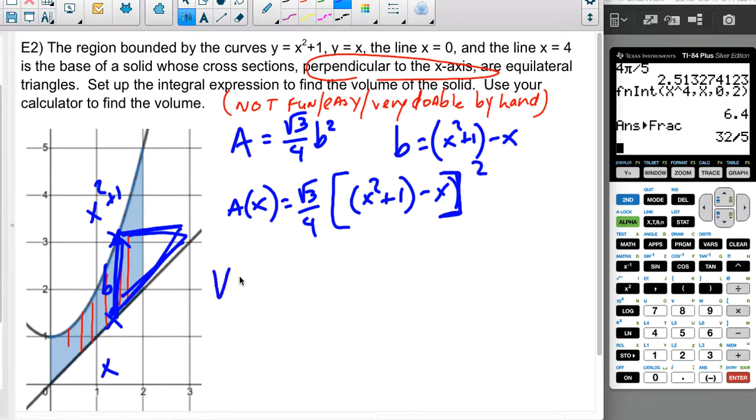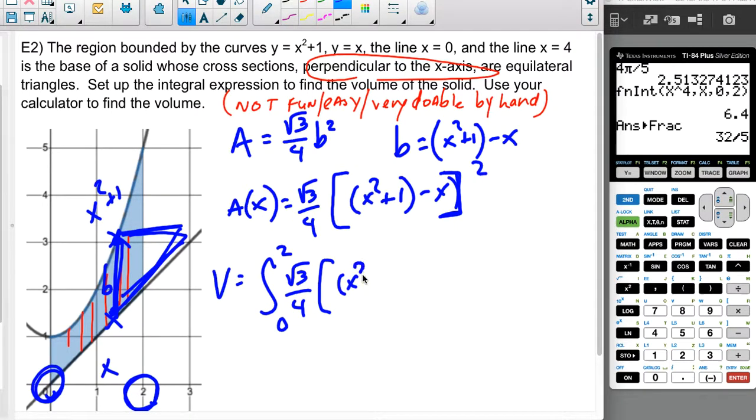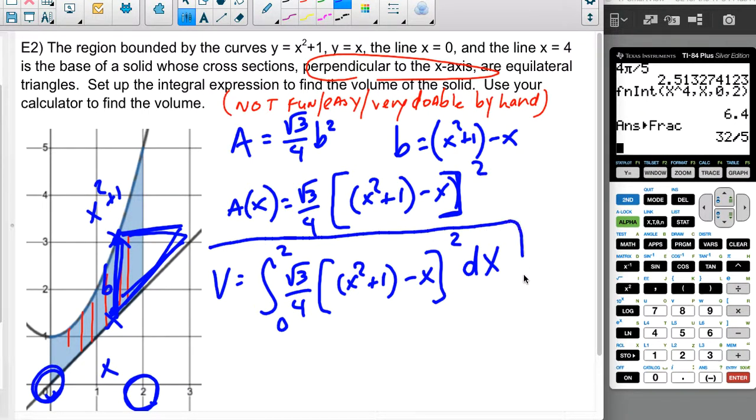And your volume then is going to be the integral from the first plate, which was at 0, to the last plate, which was at x is 2, so the integral from 0 to 2, of this ugly monstrosity, x squared plus 1 minus x, whole quantity squared with respect to x. This is what the AP needs to see, and then they need to see that you do an approximate answer. There is no reason to distribute or clean anything up because, again, this is definitely not a by hand problem.